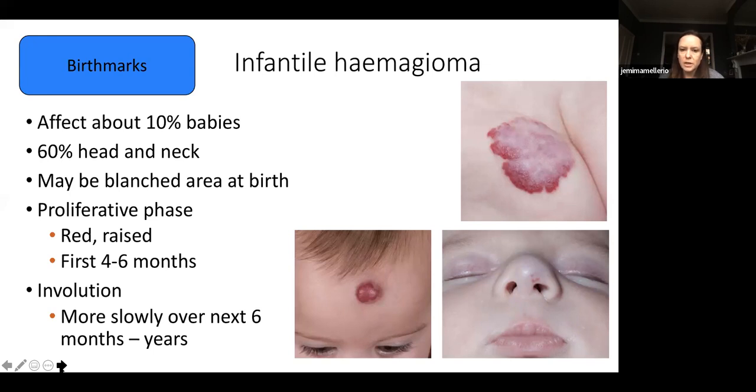Then they sit there, and after a period they involute, so they become a bit flatter, a bit softer, and the colour changes. So you can see at the top, this is an involuting infantile hemangioma, so that bright livid red colour is being replaced by a more greyish, mauve kind of colour, and it's flattening down.